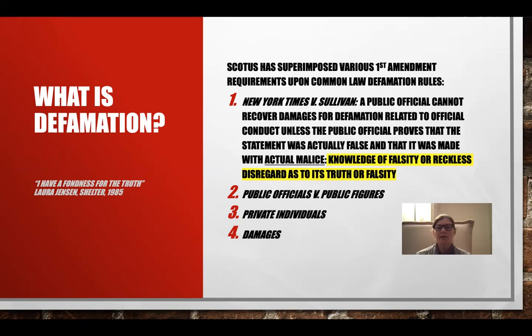Another couple of distinctions in defamation law these days are public officials versus public figures versus limited public figures, and how those all differ from private individuals. And again, the damages are functions of all these different variables in defamation law.